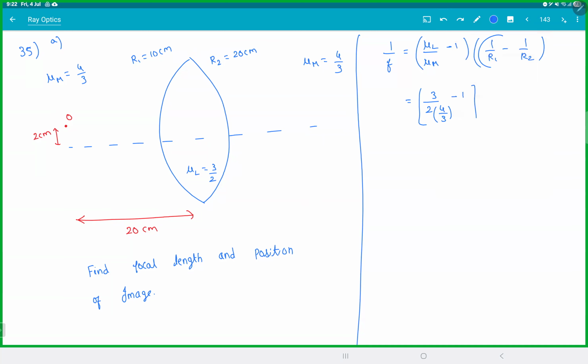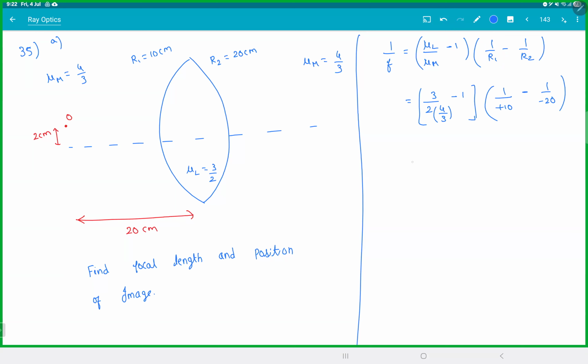This R1 and R2 will be such that both the terms will always add up, meaning R1 will always be positive, R2 will always be negative for biconvex. That is the way we have taken the sign convention. If you use a coordinate system, that will keep getting messed up. But in our sign convention, R1 will always be positive, R2 will always be negative for biconvex. So 1 by R1 will be plus 10, 1 by R2 will be minus 20.